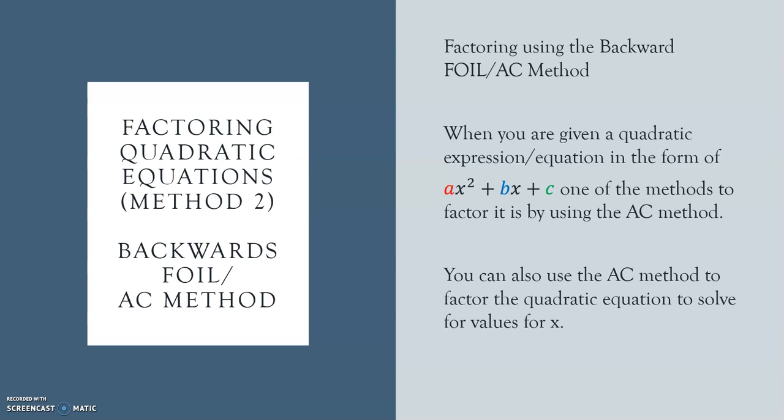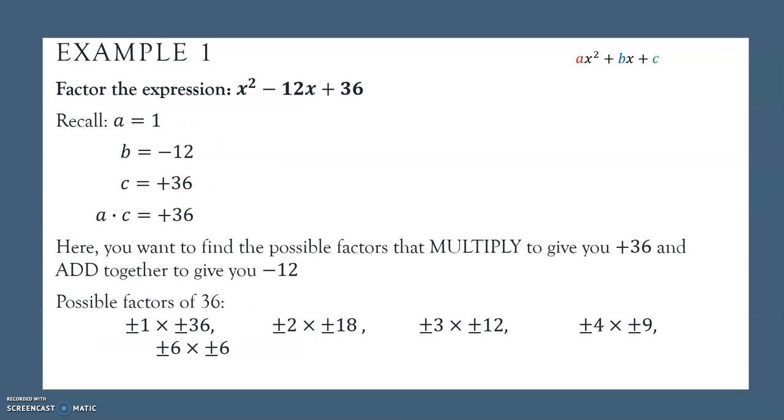And you can use it to try and factor quadratic equations to help solve for values of x if the equation is factorable. So, let's look at this first example. We have the expression x squared minus 12x plus 36, and they are asking us to factor. We cannot factor by the greatest common factor because all of the terms do not have any number or variable in common that you can divide out. So we are going to factor using the AC method.